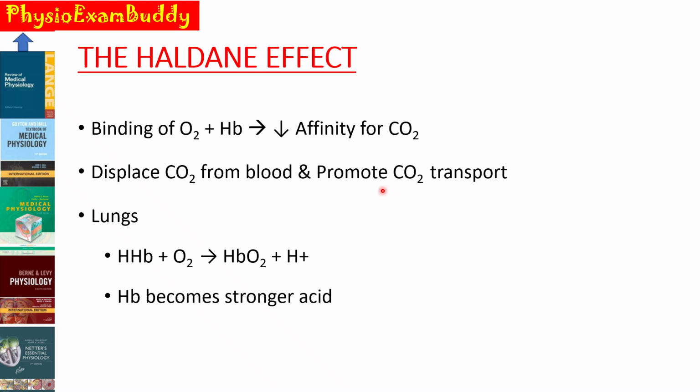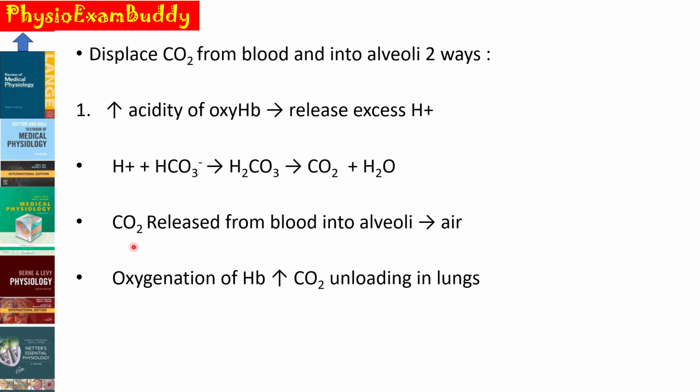And the Haldane effect results from the fact that the combination of oxygen with the hemoglobin in the lungs causes hemoglobin to become a stronger acid, and the reaction is this. And this will displace the carbon dioxide from the blood and into the alveoli in two ways. The first way is that whenever there occurs an increase in the acidity of the oxyhemoglobin, it causes it to release an excess of H plus ions, and these will bind with the bicarbonate ions to form carbonic acid, which soon dissociates into water as well as carbon dioxide.